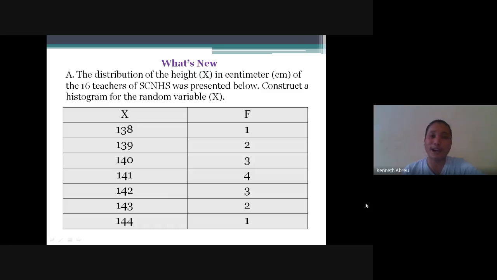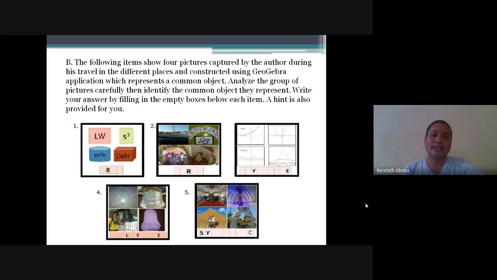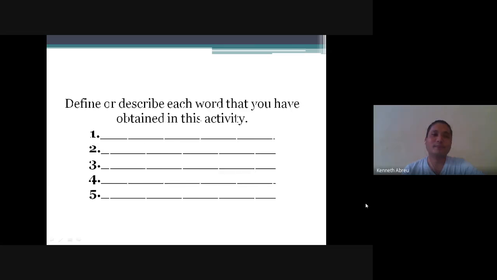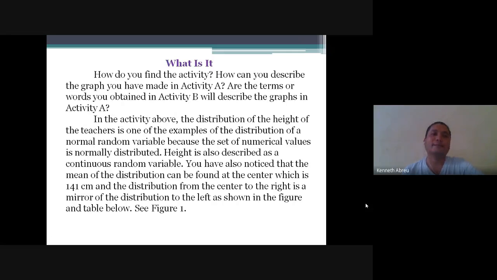Okay, so in letter A, what you will do there is the histogram. And in this one, what you will do is to write what our item is. Okay, you are going to define or describe each word that you have obtained in this activity in letter B. Okay, what is it? How do you find the activity? How can you describe the graph you have made in activity A? Are the terms or words you obtained in B describing the graphs in activity A?